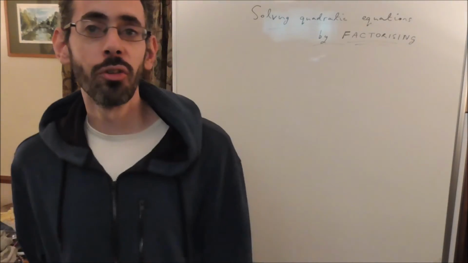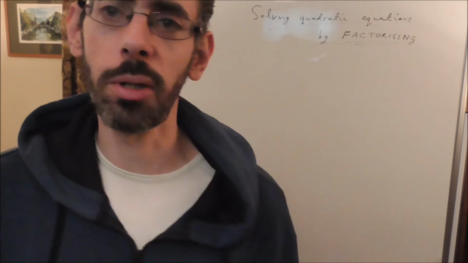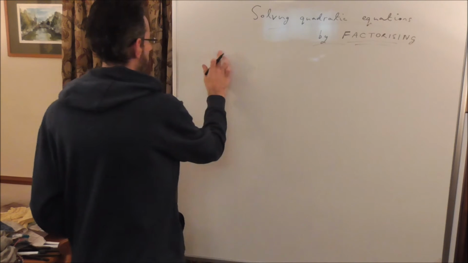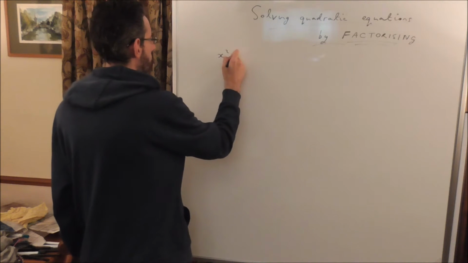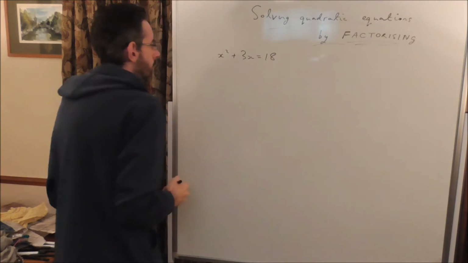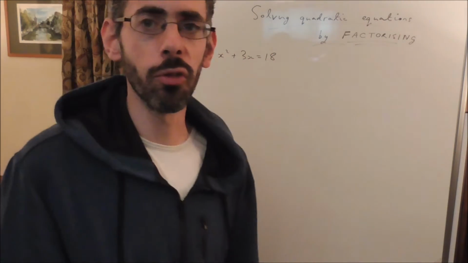Right, so what I'm going to do now is lots of different examples, but I'm going to try and keep them quite varied so that each one's a bit different from the last. This first one's actually going to be similar to the one we just did. So x squared plus, let's do 3x equals 18. It's quite similar to the last one, so let's solve that.